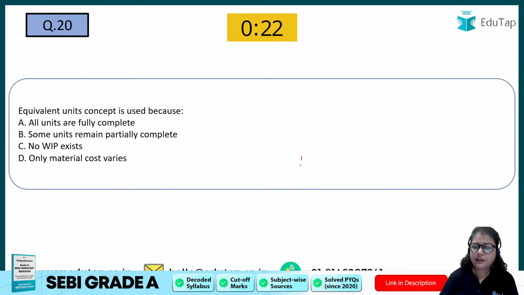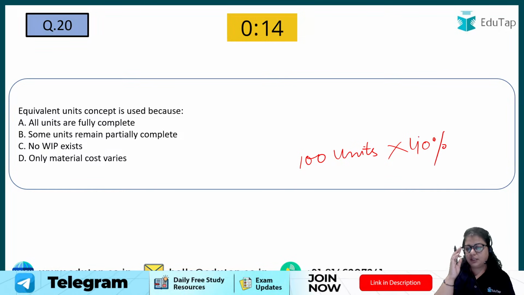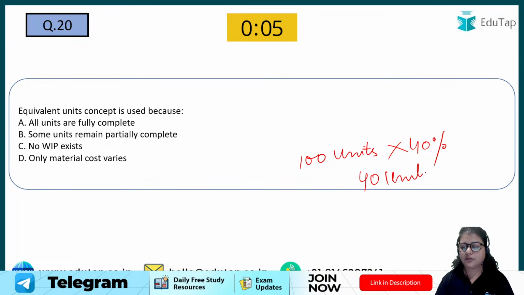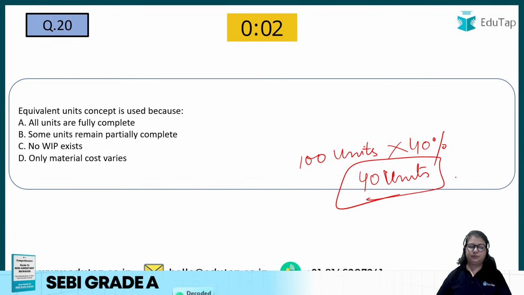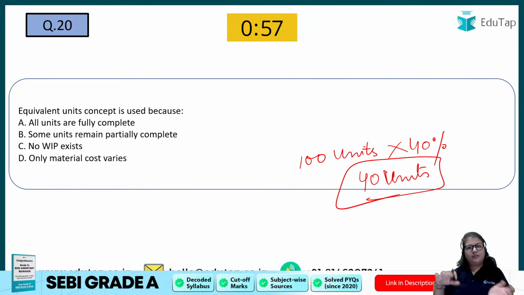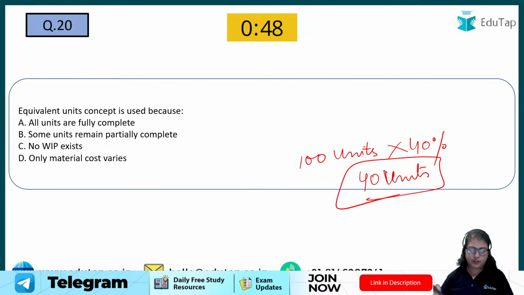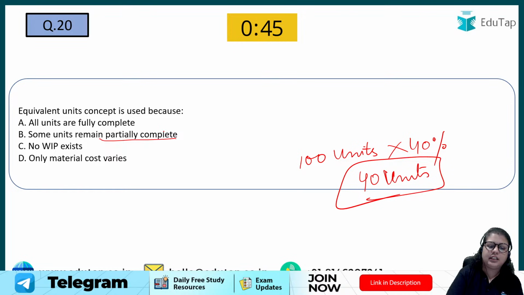For example, 100 units are still not complete, but how much are they complete? I can say 40% complete हो गया मेरा काम, but 60% it is still left, है ना? So what I'll do, I will transfer 100 units into 40%, that is 40 units, even if this work is still not complete. So equivalent units क्या है? Whatever work is 100% complete, that will transfer, but whatever work is still not complete, according to the percentage completion, we will transfer it to the next process. So some units remain partially complete, so yes, equivalent concept is used because of that.